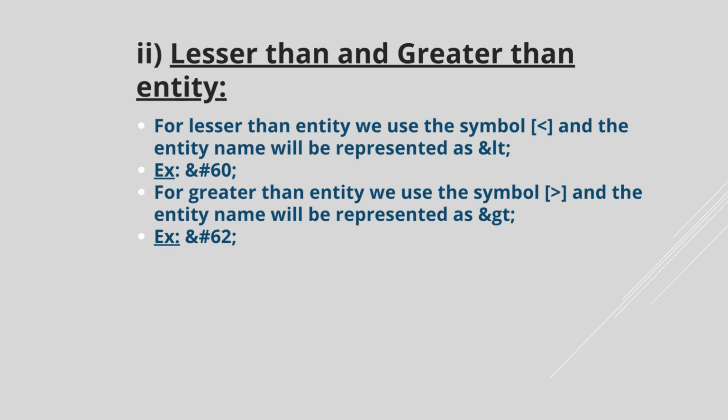For the less than entity, we use the symbol less than, and the entity name is represented as &lt;, for example, &#60;. The semicolon is the most important, so don't forget to give the semicolon. For the greater than entity, we use the symbol greater than, and the entity name is represented as &gt;. It's the reverse of the less than one. That's it.